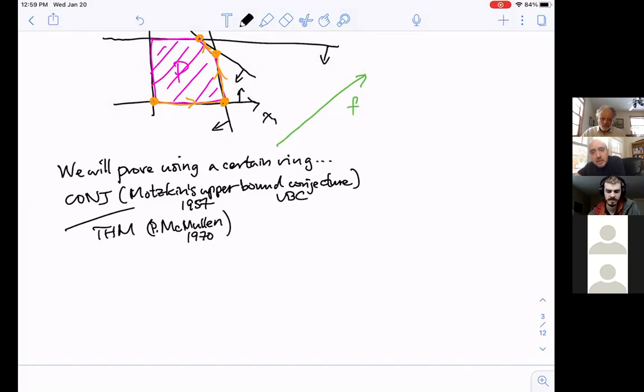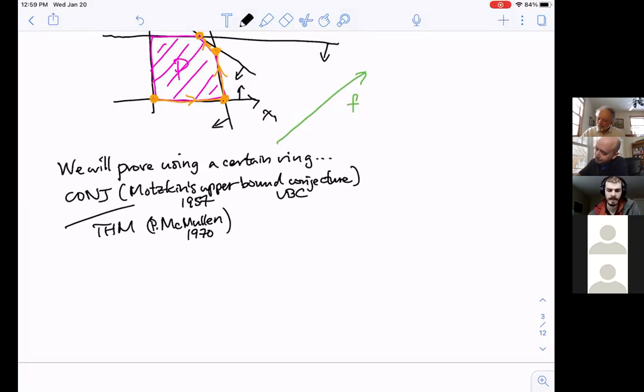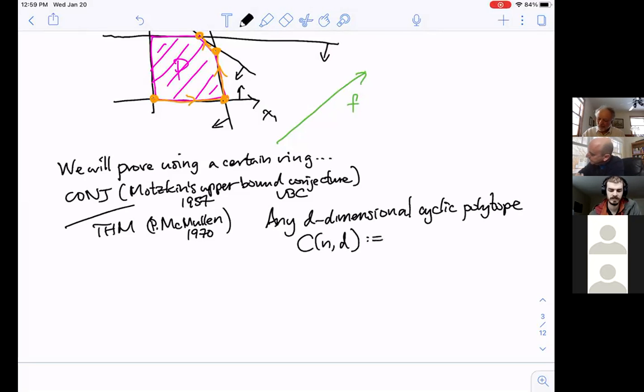Okay, so what did Motzkin conjecture? He said he could tell you, if you're in d dimensions and you've got n vertices, and I'm switching back to the original formulation where I fix the number of vertices and ask about the number of i-dimensional faces, how to make it as big as possible. He conjectured a polytope that will do it, in fact simultaneously for all the i-dimensional faces. Any d-dimensional cyclic polytope with n vertices, C(n,d), I'm about to define it. I'm going to define it in a second, but let me put the end of the sentence: it simultaneously maximizes f_i of P among all d-dimensional polytopes with n vertices. So here's the end of the sentence.